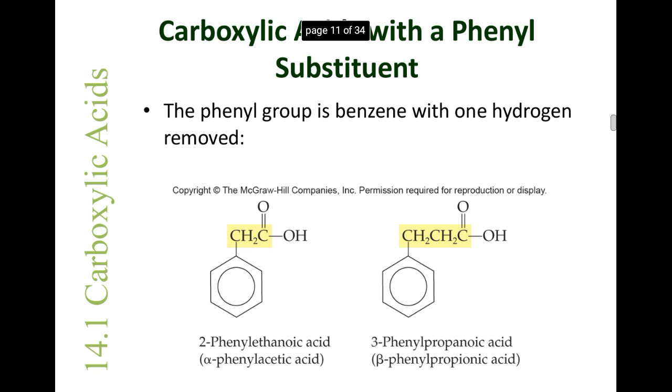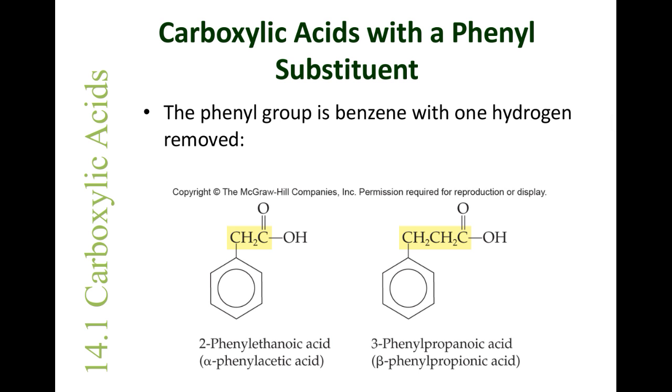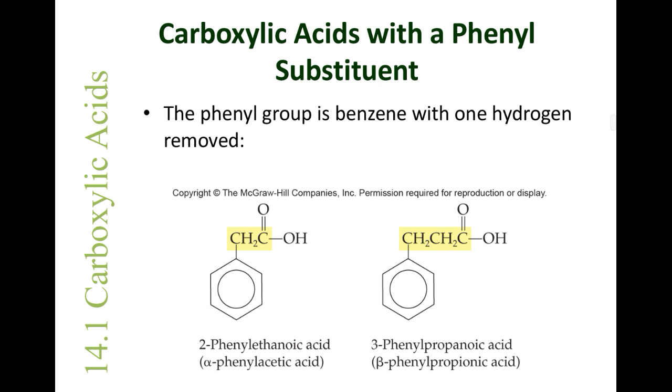So, carboxylic acids with phenyl as a substituent. Remember that a phenyl group is benzene with one hydrogen removed. The analogy would be if you have CH4, that's called methane, right? I think everybody knows that. If you see a CH3 as a group on an organic molecule, we call that a methyl group. And I think that everybody is aware of what the structure of benzene is. So this would be benzene.